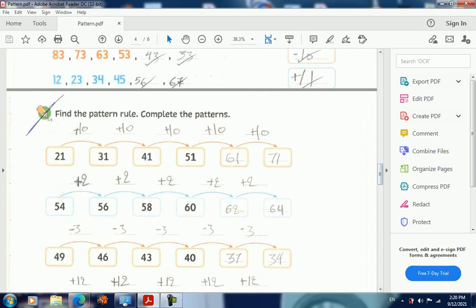12, 23, and 34, then 45. 12 plus 11 gets you 23, and 23 plus another 11, 34, plus another 11, 45. So the rule is adding 11. So 45 plus 11 becomes 56, and 56 plus 11 is 67.